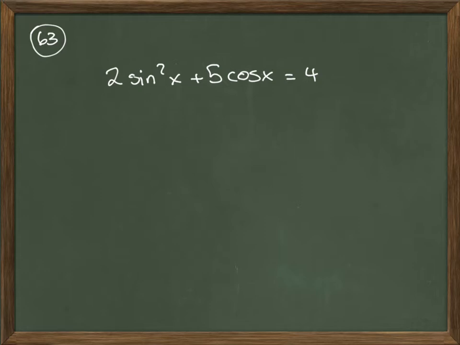Which one do you think is easier to change, the sine squared or the cosine? I have no idea how to change the cosine. You can make it 1 over secant, but that's not going to help you. So the sine squared is written like what? Isn't it like 1 minus cosine squared? I think it is.